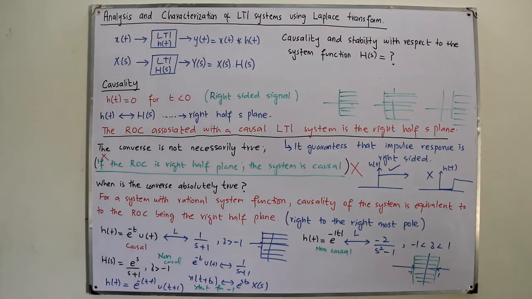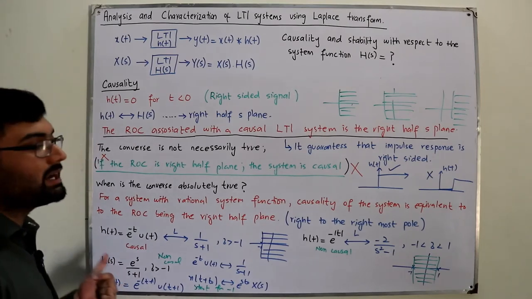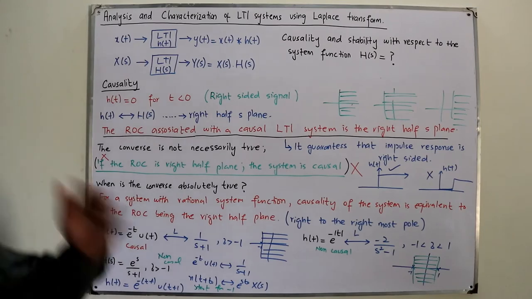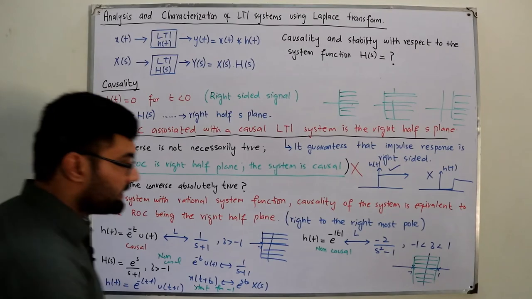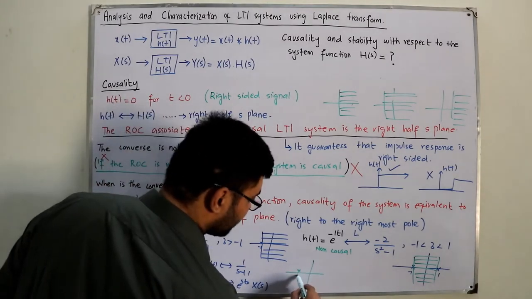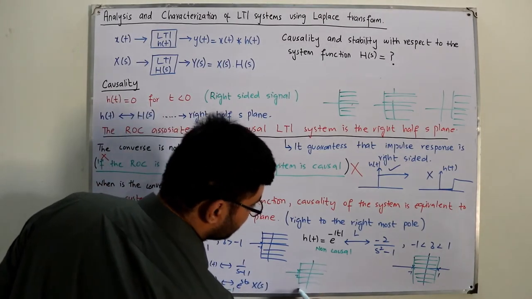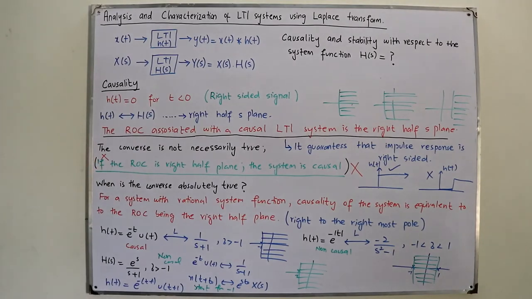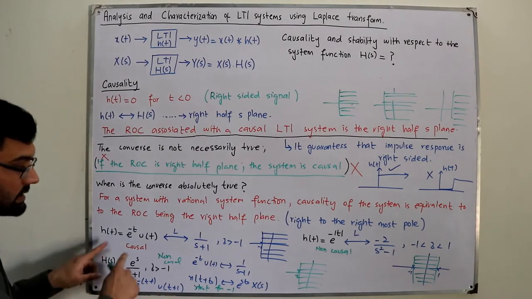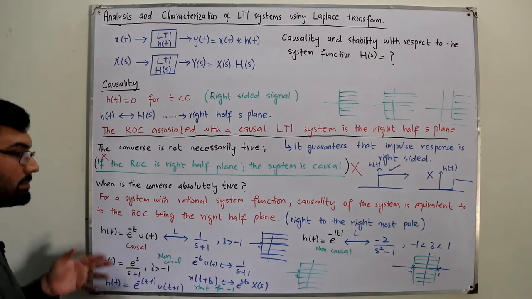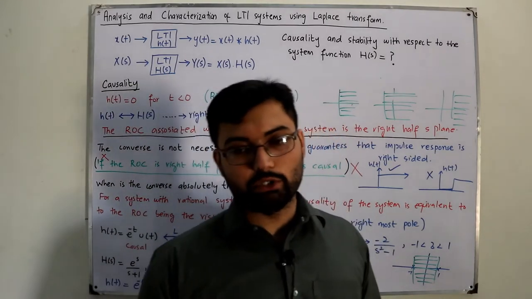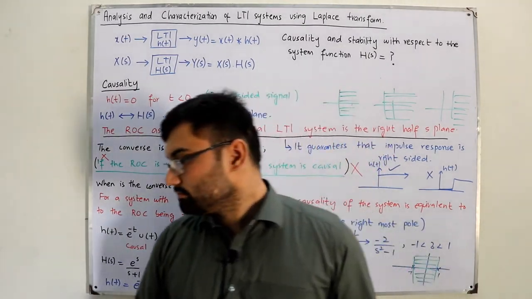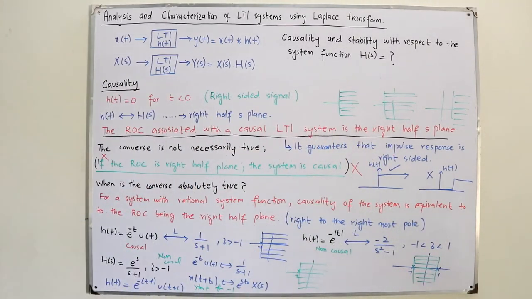Have a look, here the time shifting property was used, so you should not confuse it. Although the ROC was the right half plane, to the right of negative 1, still the system is non-causal. Why? Because the time shifting property was used. It was not a simple function. So you should keep this in mind and not get confused, as I did as well.